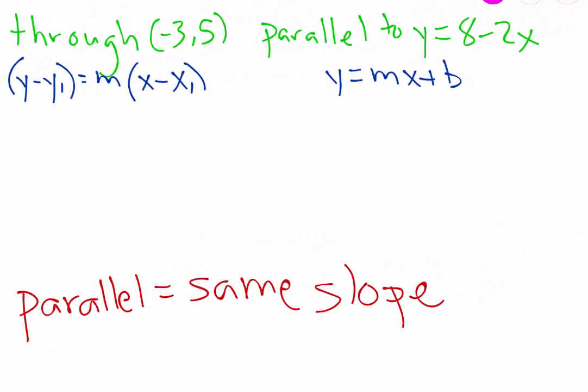So for this video, we're going to go over two examples where we have to write an equation in point slope and in slope intercept form. One where we're going through a point and it's parallel to one line, and the second example where we're going through a point and it's perpendicular to a line. So this first example that we're talking about, we're going through the point -3, 5, and we're told that it's parallel to the equation y equals 8 minus 2x.